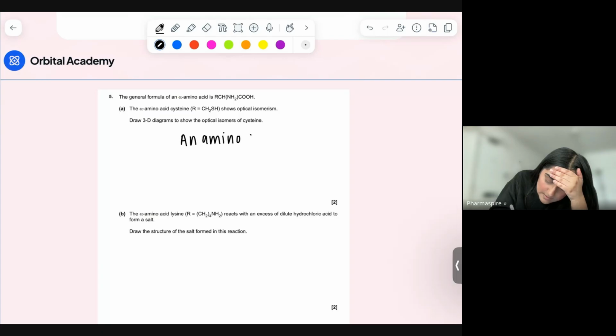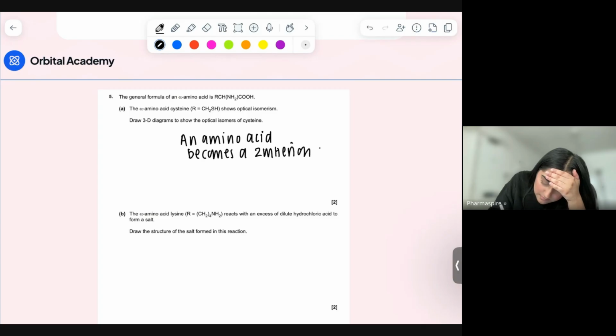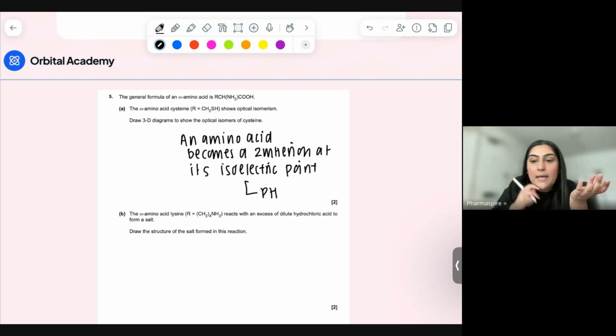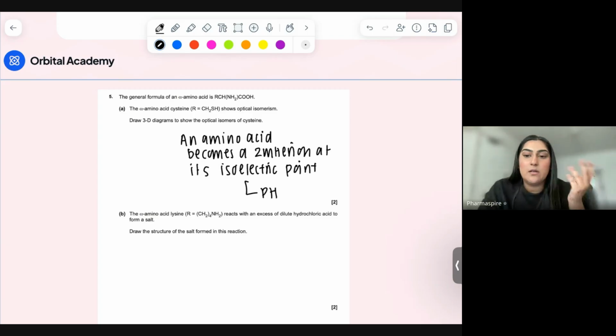An amino acid, so an isoelectric point could be a specific pH or anything like that. If they do ask you about an isoelectric point, just say vice versa. It's when an amino acid becomes a Zwitter ion at a specific pH. So it's vice versa. Okay, so we need to draw a 3D diagram.